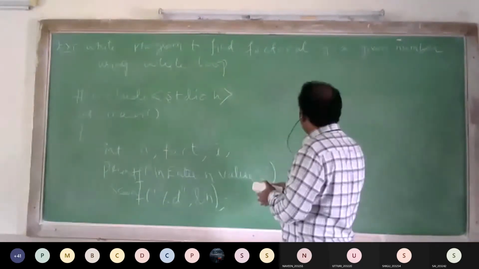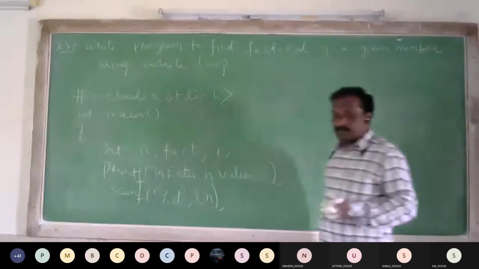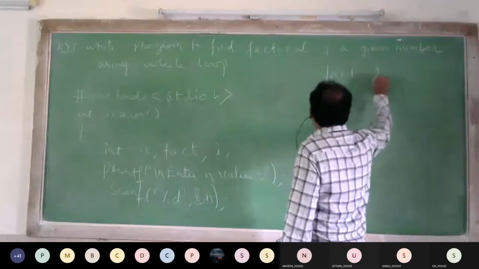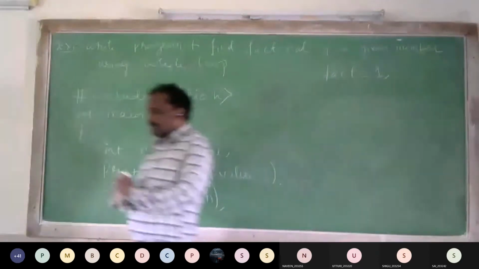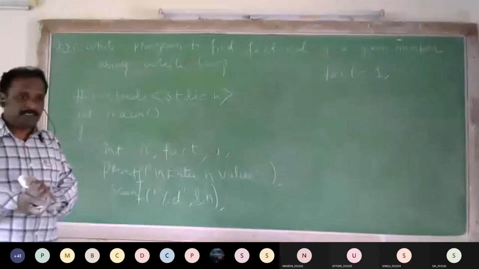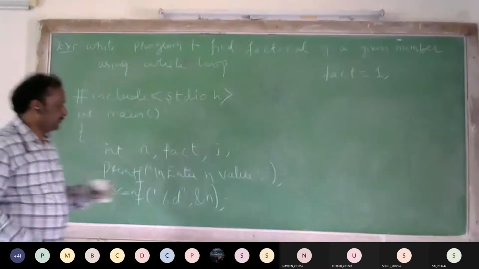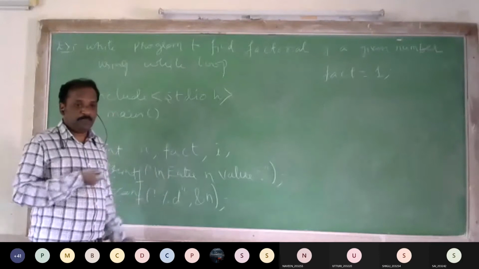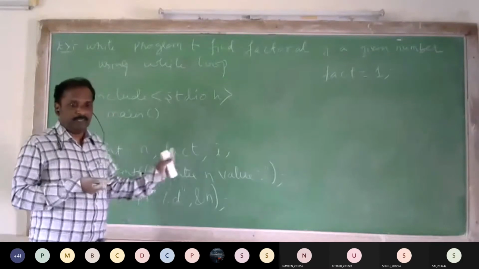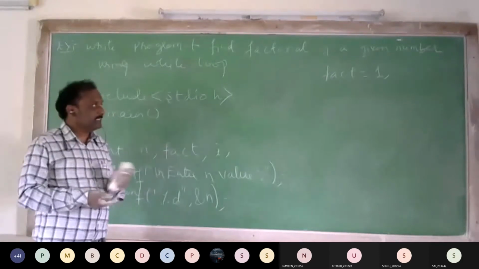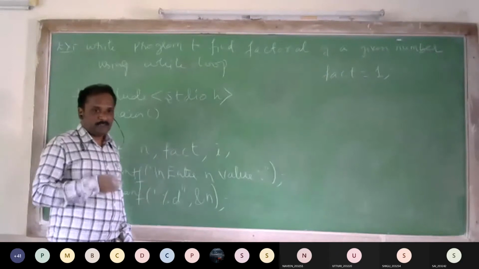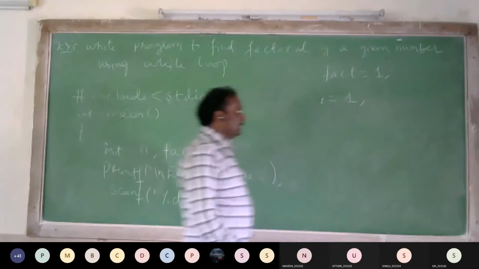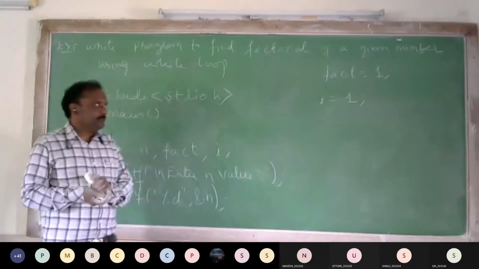Now what is the starting value of the factorial? The minimum value of the factorial is 1, because factorial 0 is 1, factorial 1 is 1. Now 5 factorial is 1 into 2 into 3 into 4 into 5. 10 factorial is 1 into 2 into 3 into 4 into 5 into 6 into 7 into 8 into 9 into 10. So first, which number is it starting with? It is starting with 1. i is equal to 1.